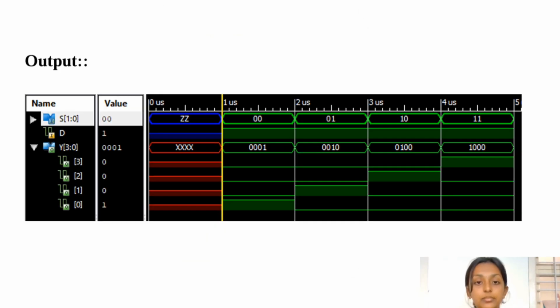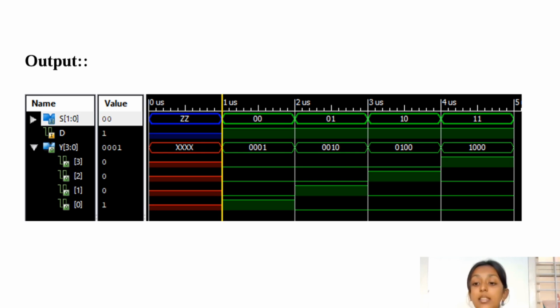Moving forward, let's go through the output. If S is 00, then Y[0] will be set to the value of D and the other output lines will remain at 0. If S is 01, then Y[1] will be set to the value of D and the other output lines will remain 0. If S is 10, then Y[2] will be set to the value of D and the other output lines will remain at 0. And if S is 11, then Y[3] will be set to the value of D and the other output lines will remain at 0.